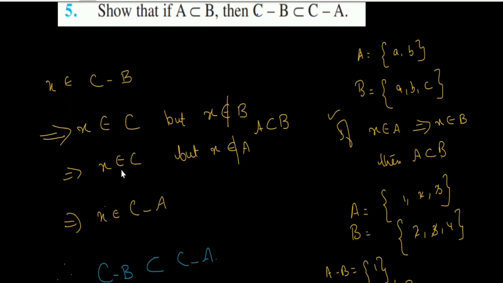So when you say that element X belongs to C and X is not in A, that means X belongs to C minus A. It's the same condition: X belongs to C, X not in B means X belongs to C minus B. Now we got X belongs to C, X is not in A. Same thing, instead of C and B you have C and A here. That means X belongs to C minus A. So C minus B is a subset of C minus A.